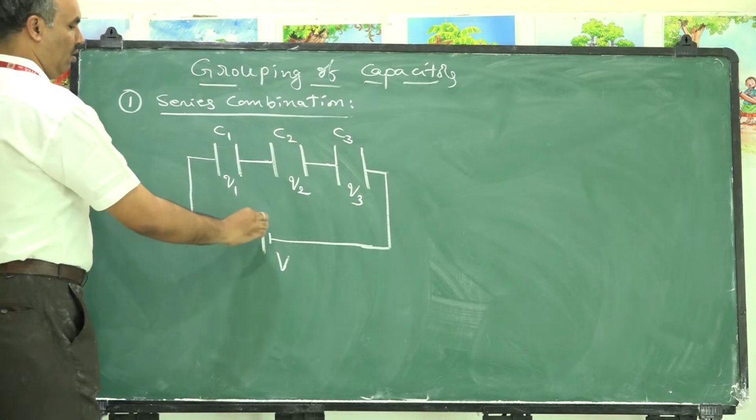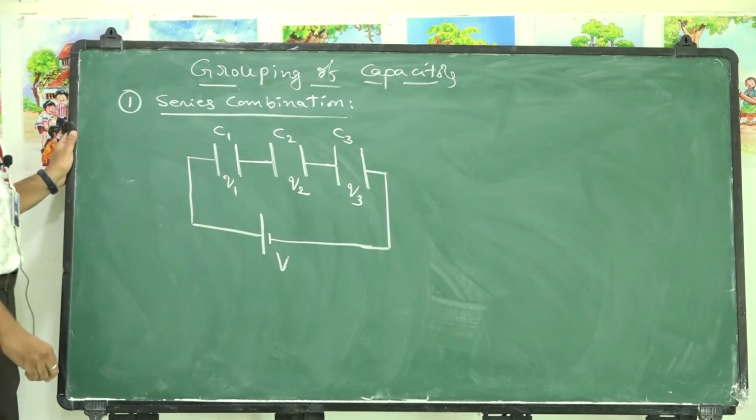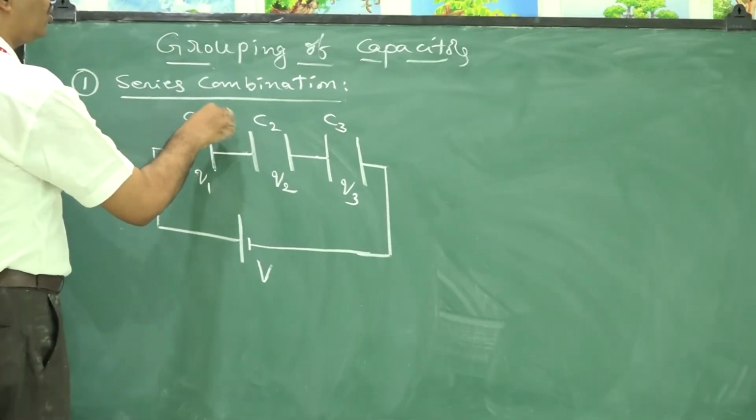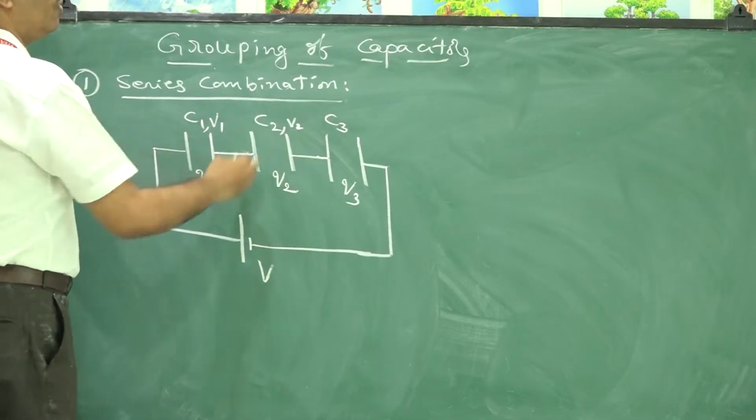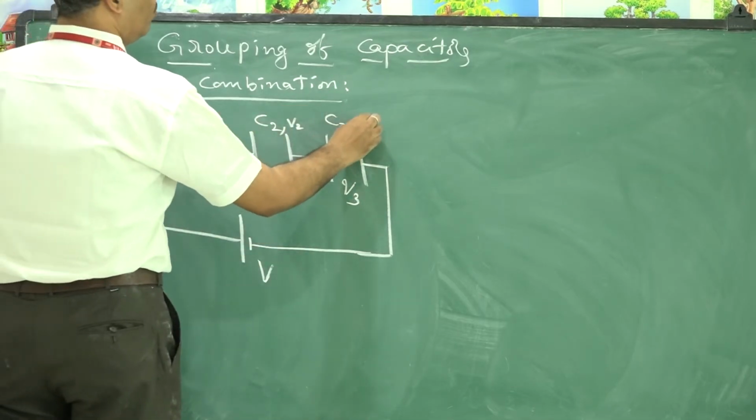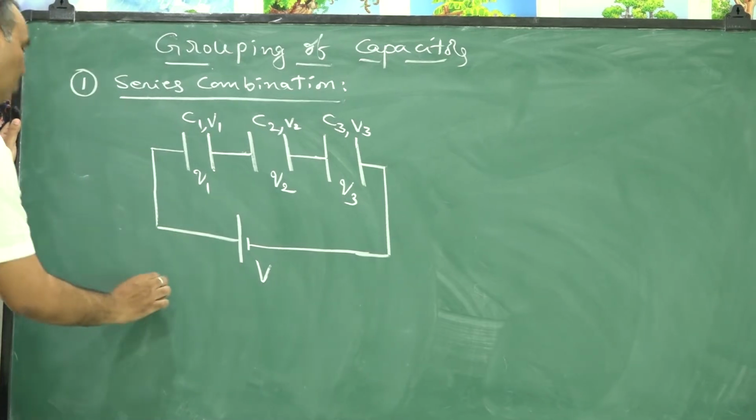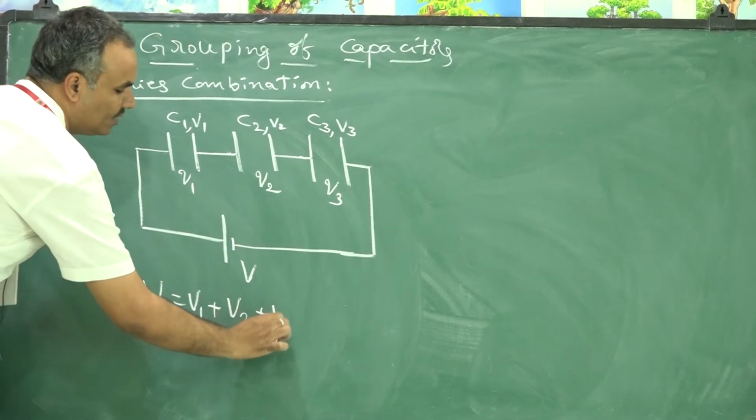Here, potential gets divided. In series combination, potential gets divided. Let V1 be the potential difference between the plates of the first capacitor, V2 the potential difference between the plates of the second capacitor, and V3 the potential difference between the plates of the third capacitor. Net potential is equal to V1 plus V2 plus V3.